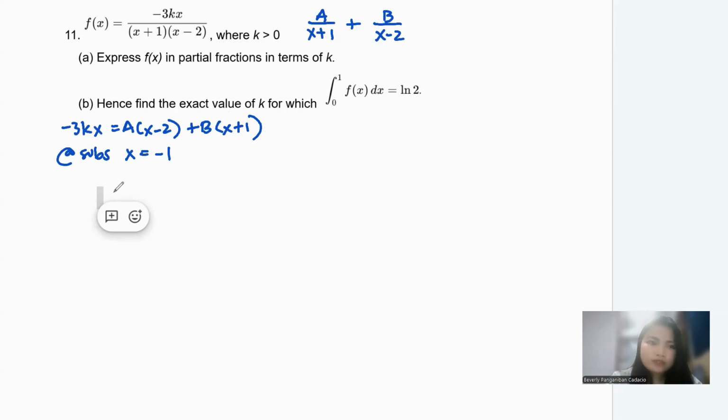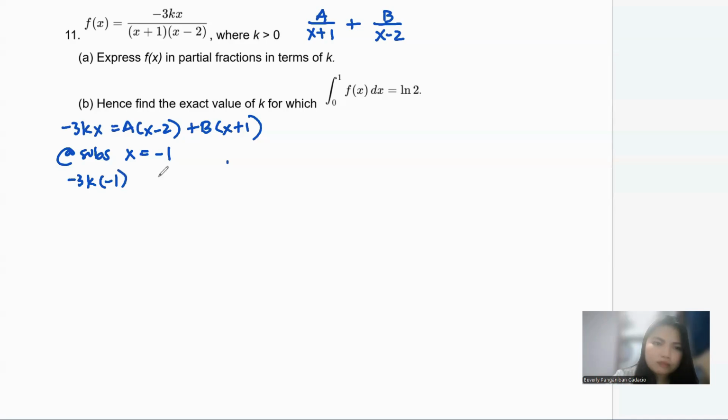So basically, wait, I need to remove this thing. Okay, there you go. So you're going to have negative 3k. The k, you just consider it as a constant. Negative 1 will be A. So that will be negative 1 minus 2, that will be negative 3. Plus your B will be the one to be cancelled. And then you're going to have a positive 3k there, and then negative 3A. Divide both sides by negative 3. Your A will be equivalent to negative k.